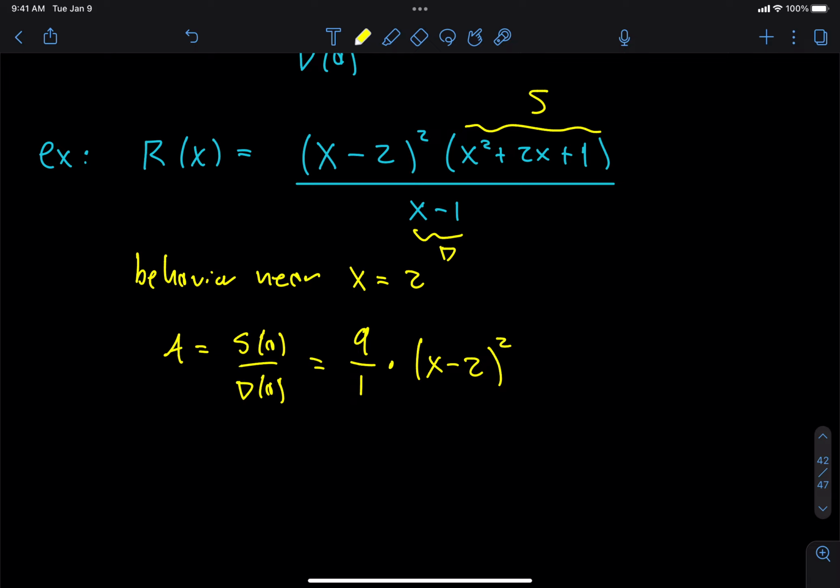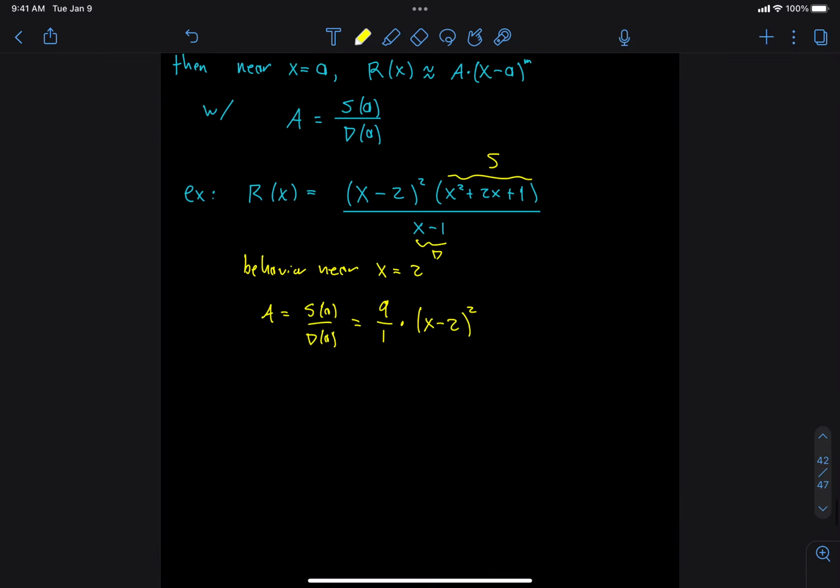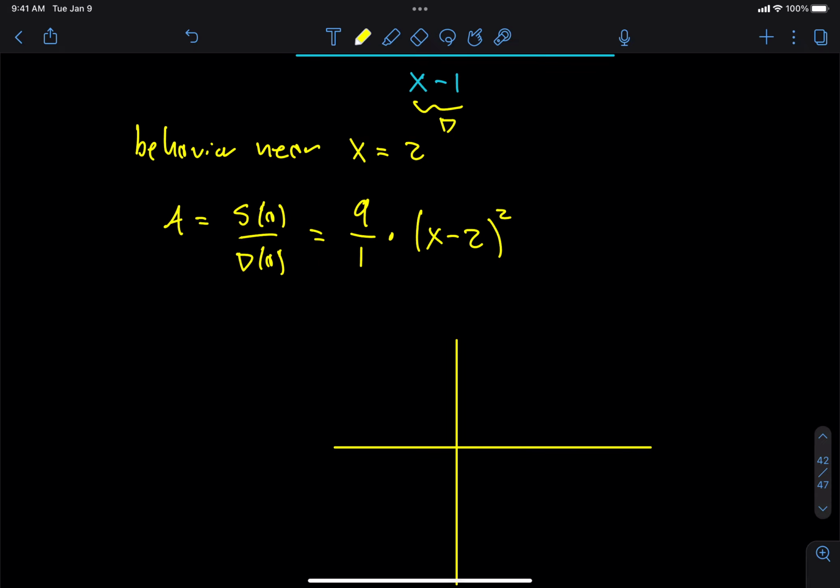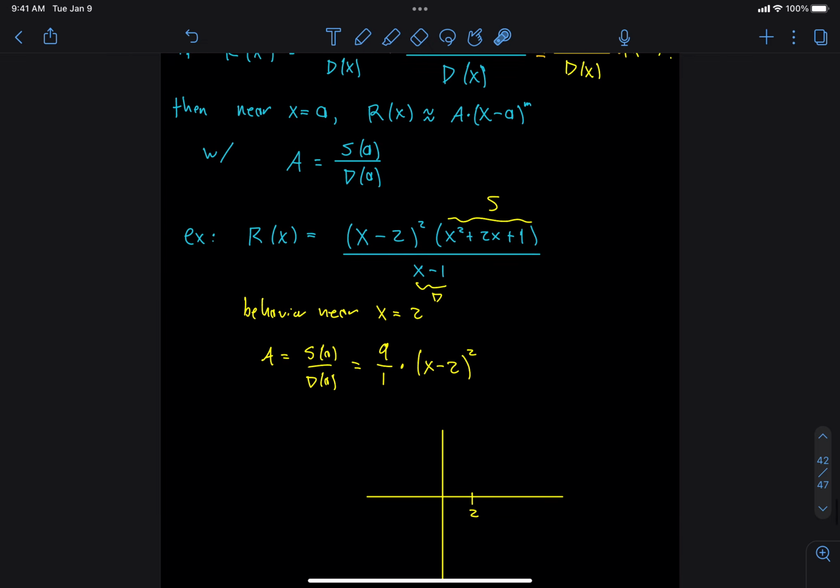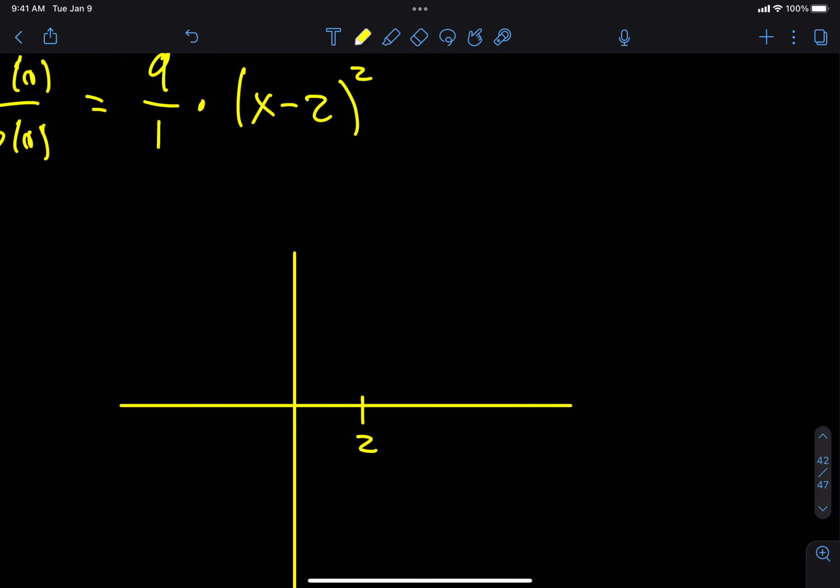So what I'm getting at here is, when we draw the graph of r of x near x equals 2, we know that the function value is going to be 0 at 2. I want to know what it looks like nearby. Nearby, it looks like the function 9 times x minus 2 squared, which is just a parabola opening up, stretched by a factor of 9. So nearby, it's going to look something like this.